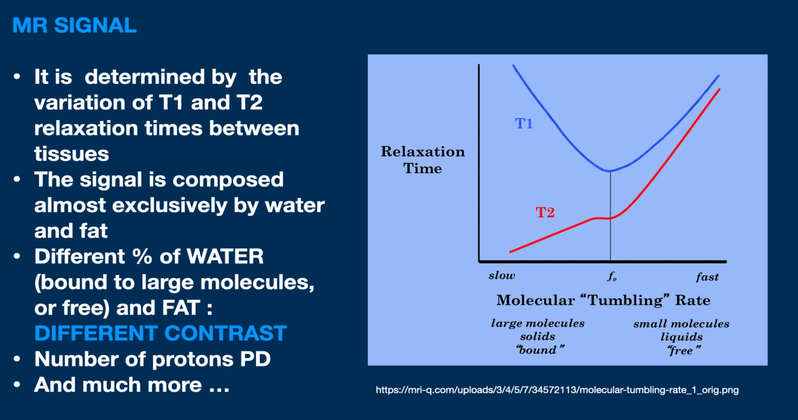The signal in MRI is determined by the variation of T1 and T2 relaxation times between one tissue and another. Since the MRI signal is composed almost exclusively by water and fat, it is the different percentage of water, free or bound to large molecules, and fat that causes the relaxation times to vary and thus induces different image contrast. Other aspects obviously count: the number of protons present in the studied area, for example, but for this lesson we only focus on water and fat.